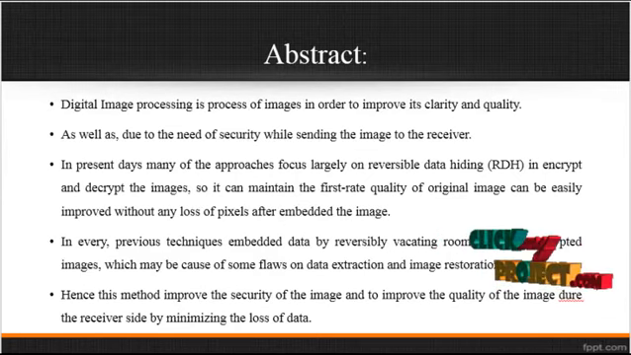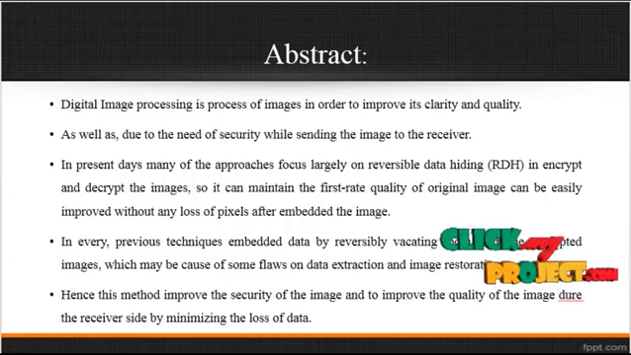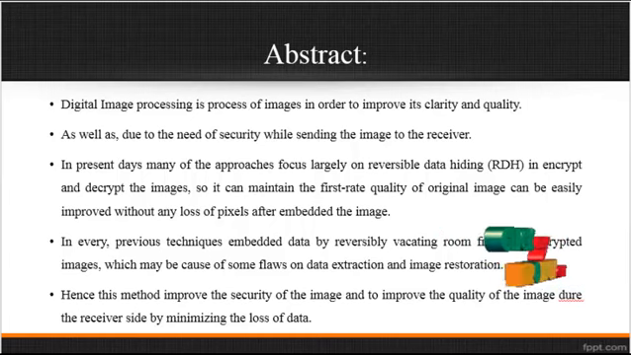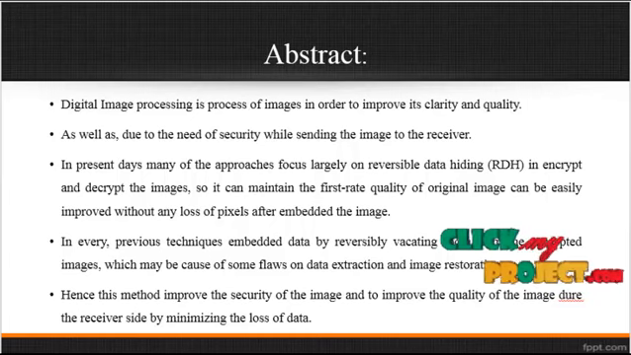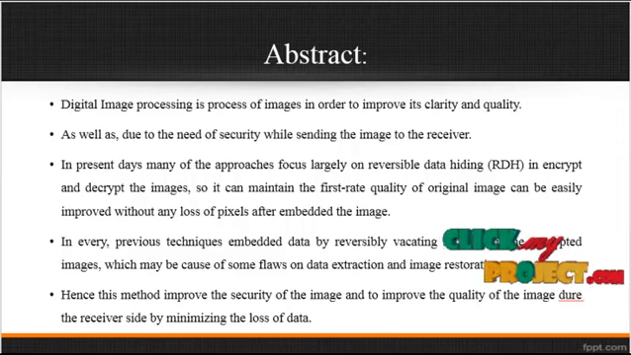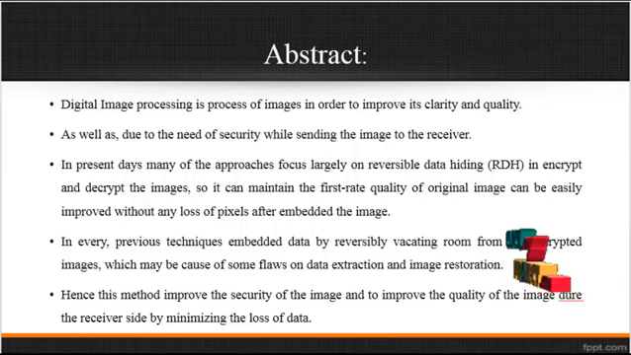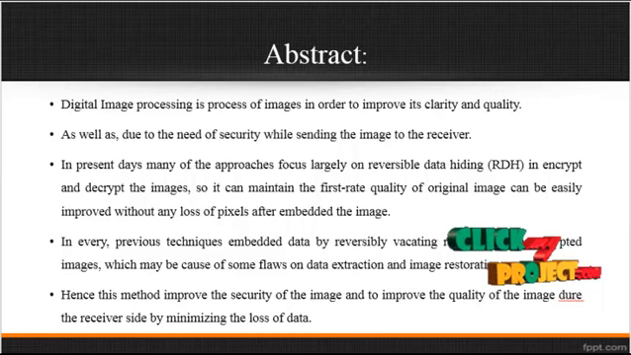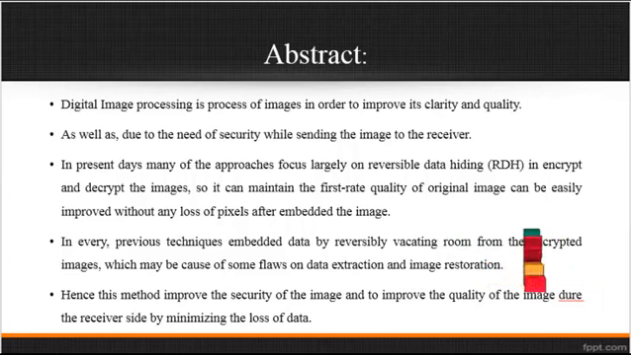Now we are going to discuss the abstract for the process. Digital image processing is the processing of images in order to improve their clarity and quality, as well as to meet the need for security while sending the image to the receiver. In present days, many approaches focus largely on reversible data hiding with encryption and then decryption of the images, so that the first-rate quality of the image can be maintained.